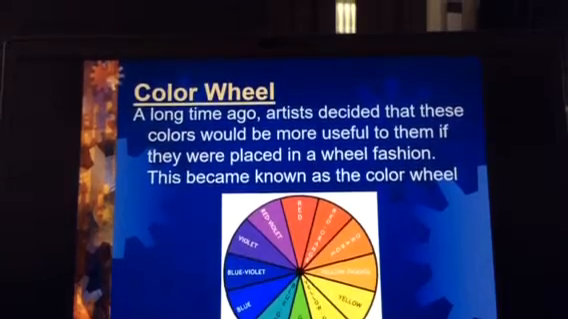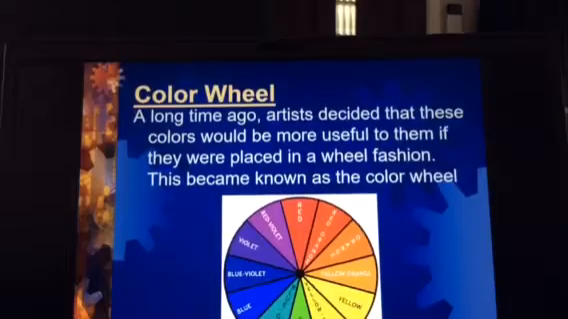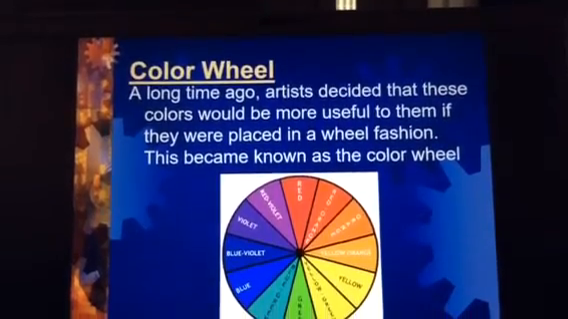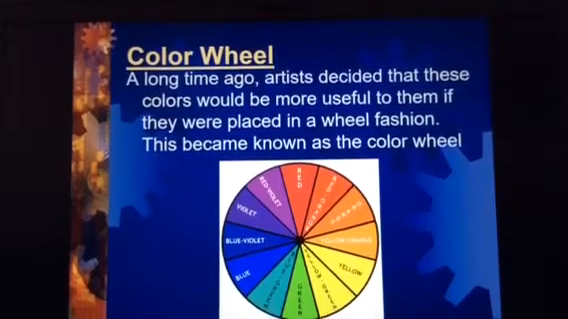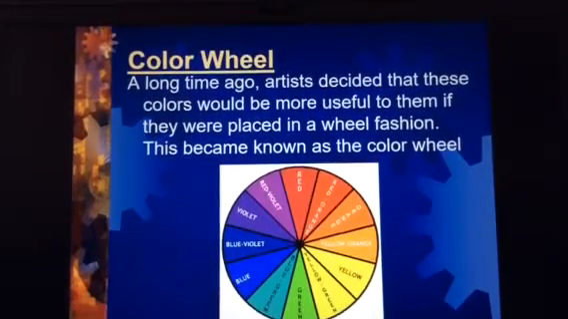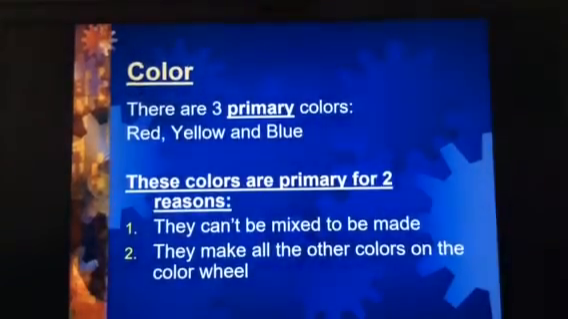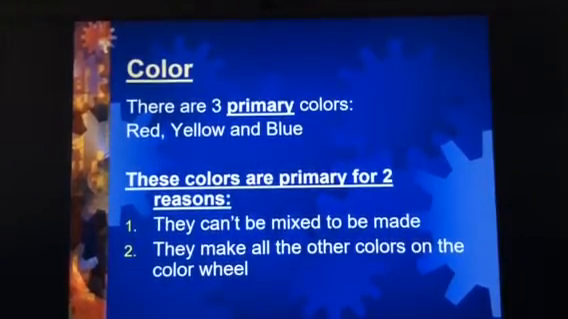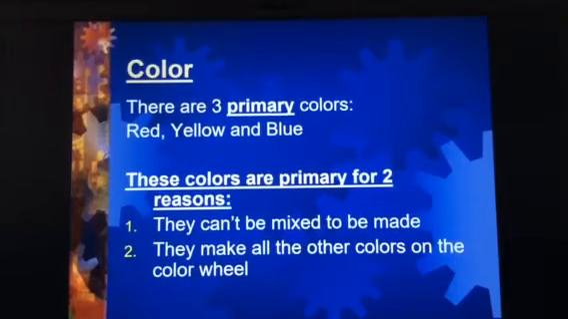The color wheel. A long time ago, artists decided that these colors would be more useful to them if they were placed in a wheel fashion. This became known as the color wheel. Color. There are 3 primary colors: red, yellow, and blue. These colors are primary for 2 reasons. They can't be mixed to be made, and they make all the other colors on the wheel.